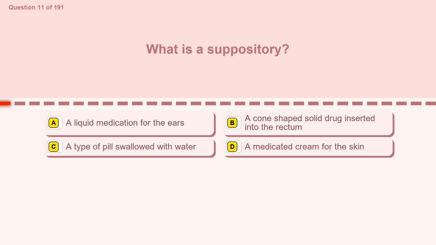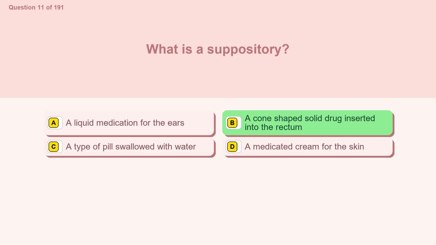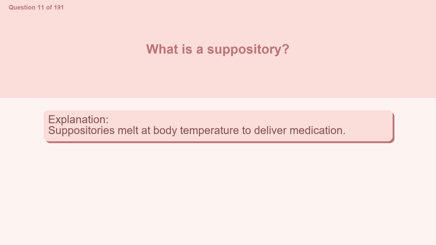Question 11. What is a suppository? Option A. A liquid medication for the ears. Option B. A cone-shaped solid drug inserted into the rectum. Option C. A type of pill swallowed with water. Option D. A medicated cream for the skin. The correct answer is option B. A cone-shaped solid drug inserted into the rectum. Suppositories melt at body temperature to deliver medication.